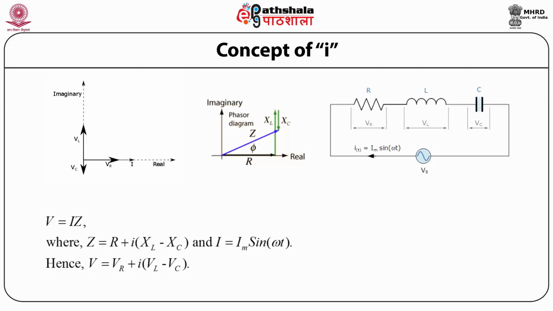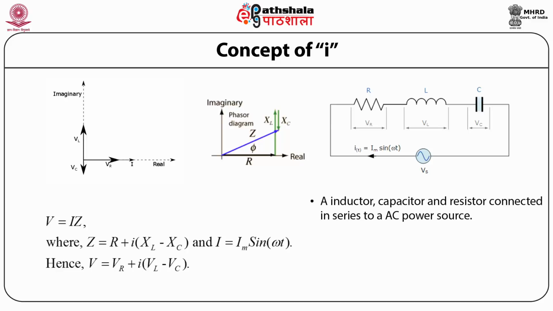So the alternating current I of t can be written as Im times sine omega t. So Im is the amplitude and sine omega t is the sinusoidal shape of the signal. Okay, so this is called an LCR circuit, where there is an inductor, capacitor, and resistor connected in series. Series meaning one after the other. Okay, and it's connected to an AC power source.